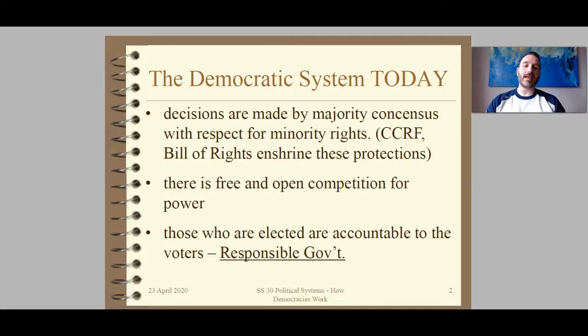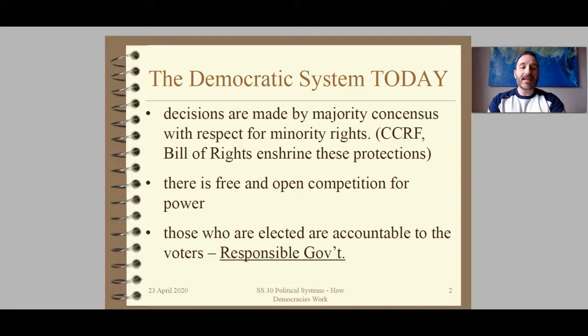Now, continuing with the democratic system, there's also free and open competition for power. So in the democratic system, let's say you're not happy with the way things are going in your nation. Well, guess what? If you want, you can start your own political party. You have the right to do that. You can also choose to vote who you want to vote for, right? There's no bribery, ideally. There's no pressure. It's all about you choosing how you want it to play out. So there's free and open competition for power.